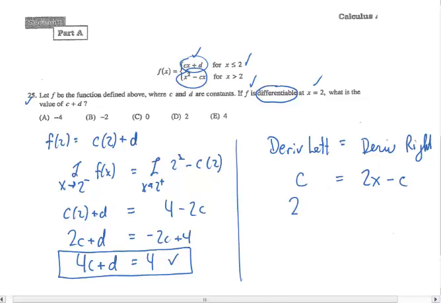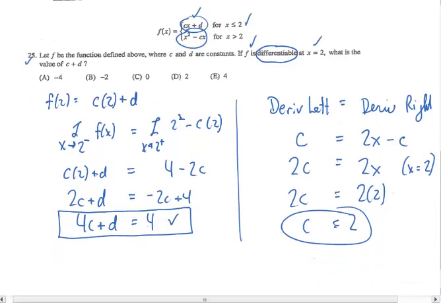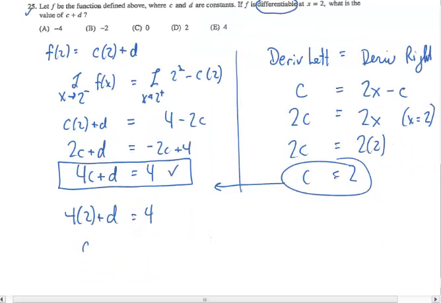So basically we get this equation. The condition for the derivatives being equal is 2c must equal x. Remember, x is equal to 2. So right now, 2c must equal 2 times 2. We're finding out that c has got to equal 2. If c equals 2, then we can find the value for d. We just take that value and plug it back into continuity. 4 times 2 plus d must equal 4. So I would say d has got to equal negative 4, because 8 plus something gives you 4. So d equals negative 4.